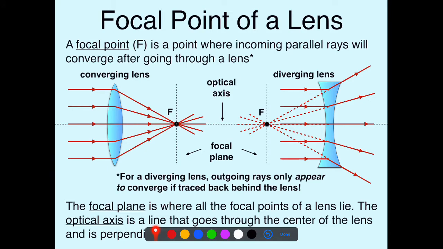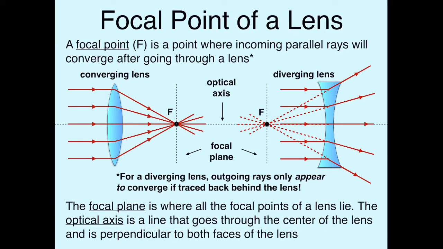It's the outgoing ray if we trace it back behind the lens. Then we'll see that those actually converge. So these dashed lines are what we call virtual rays. They're not actual rays of light. They're just what we would get if we trace the outgoing rays back behind the lens. So those virtual rays do actually converge at a certain point. And again, the idea is there's a focal point for the diverging lens.